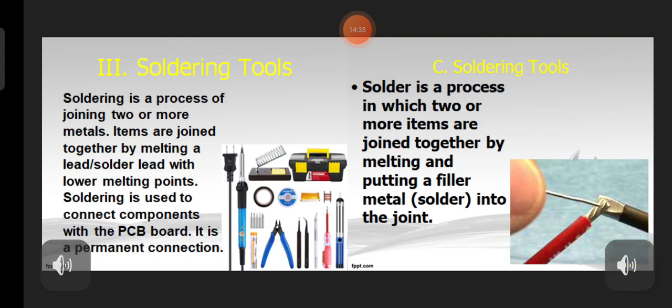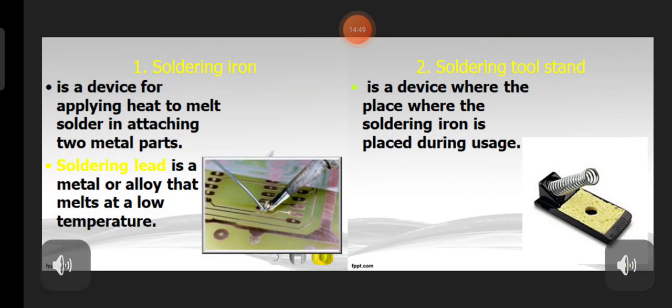Solder is a process in which two or more items are joined together by melting and putting a filler of metal, or the solder, into the joint. Soldering iron is one of the examples of soldering tool. It is a device for applying heat to melt solder in attaching two metal parts. It is composed of a heated metal tip and an insulated handle.